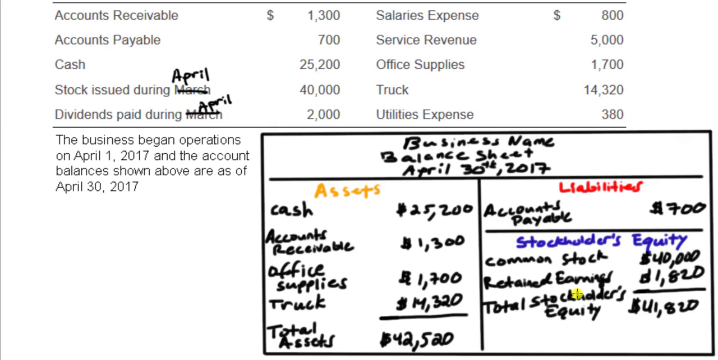So this is just giving you now a visual of, okay, well, how much are our liabilities? How much is our stockholders' equity? Now let's add up these two values here to just prove that our accounting equation balances. So this final line would be total liabilities and stockholders' equity. Okay, 700 plus 41,820 is $42,520. So there you go. The two sides of the equation are equal.